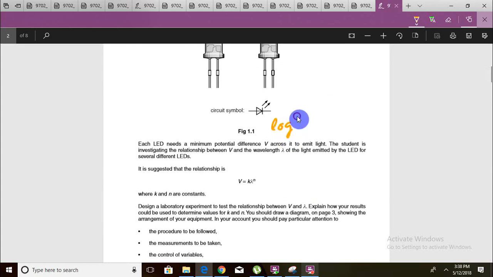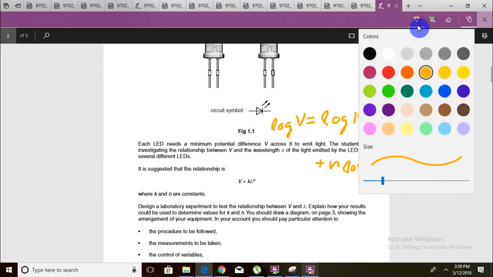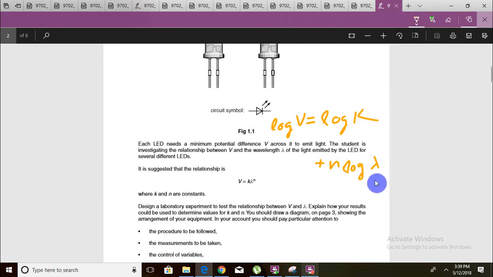Log V is equal to log K plus N into log lambda, and because lambda is basically, as we said, the independent variable, so this is x. That makes N the gradient, K the y-intercept, and V on the y-axis.